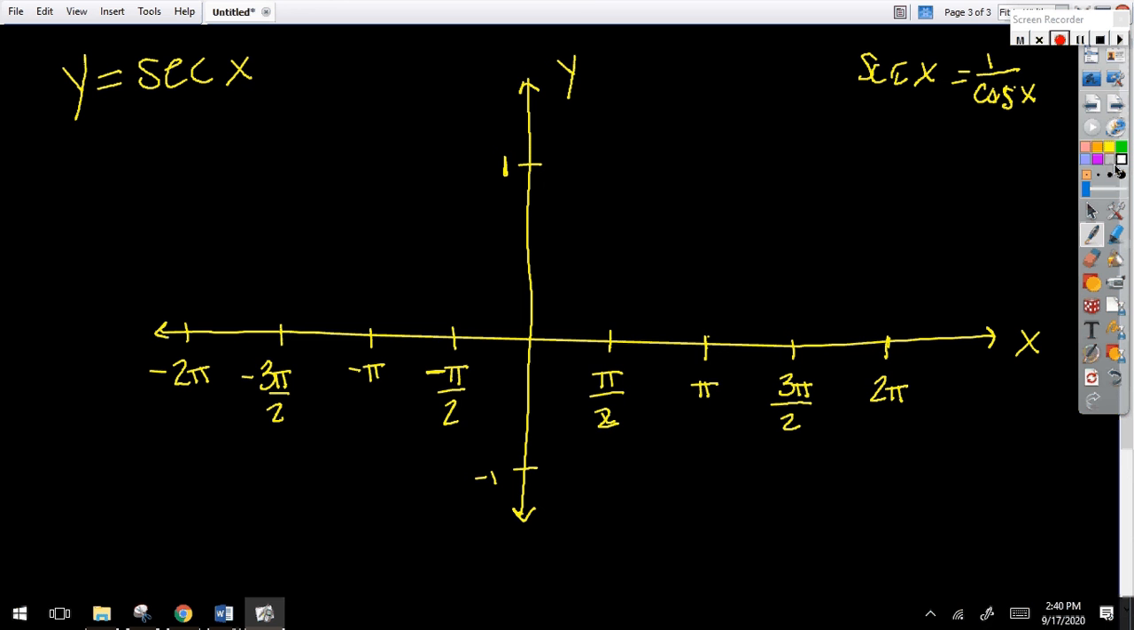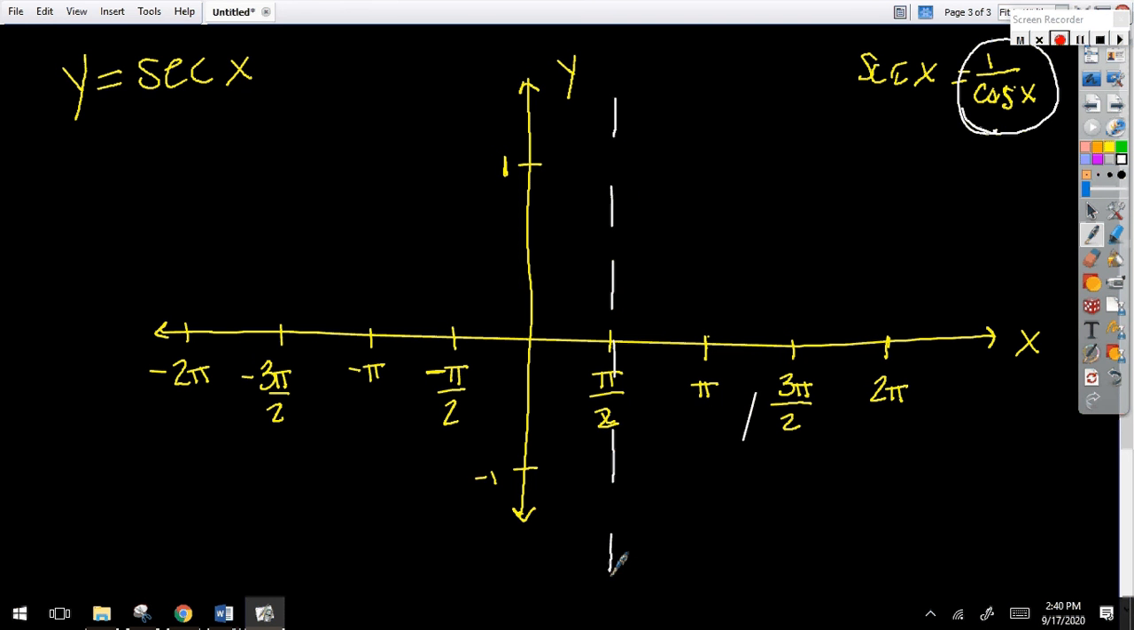Remember, guys, these are parent graphs that we're going to manipulate. It does not look like secant, does it? All right, and it's also 3 pi over 2. And so you see the path happening 3 pi. So just like tangent, I have the same asymptotes here, okay?